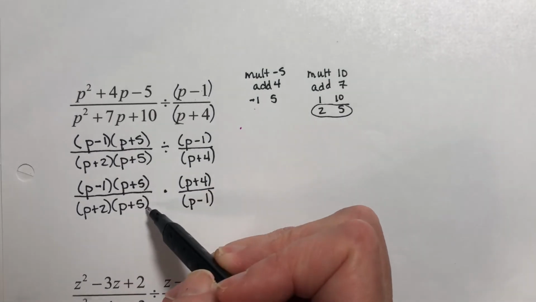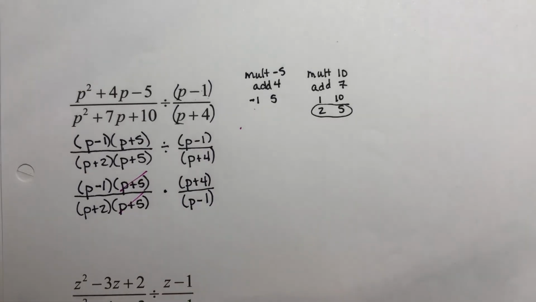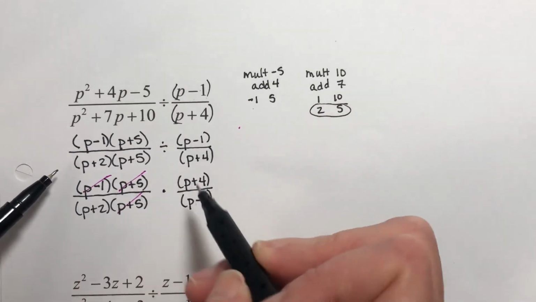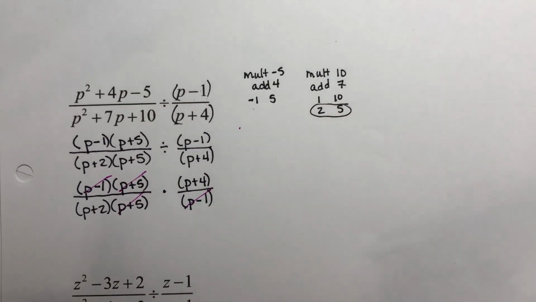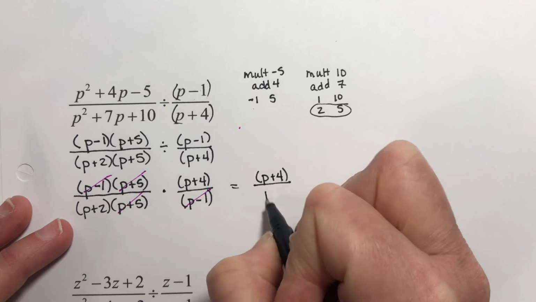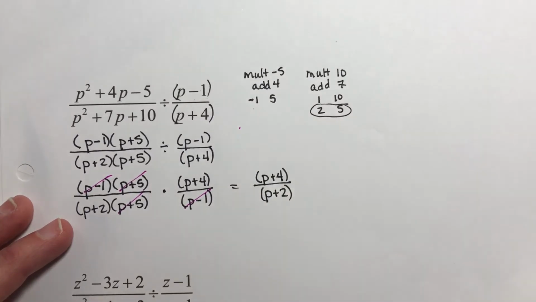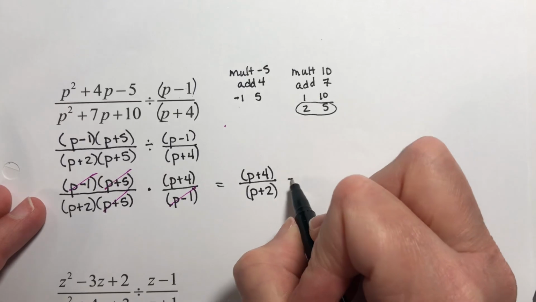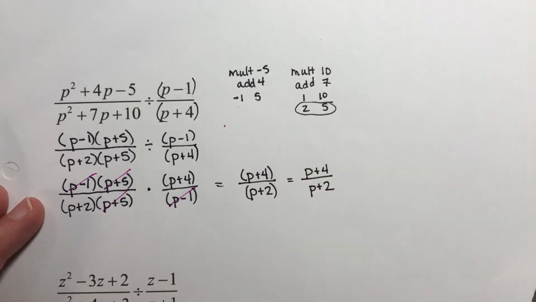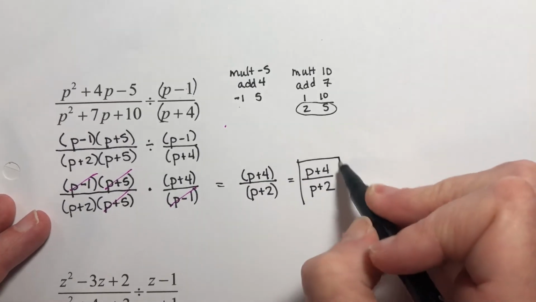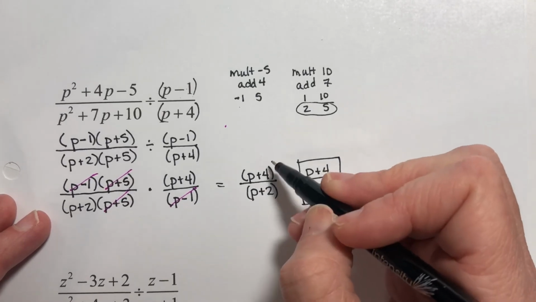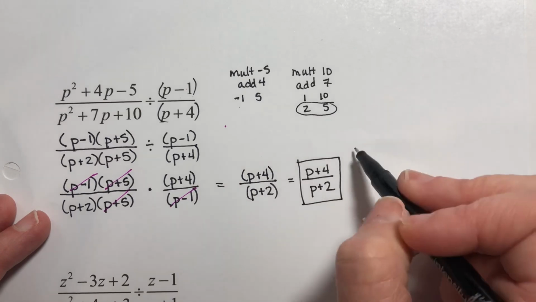Here I have a p plus 5 and a p plus 5. Those go. Nothing cancels here. I have a p minus 1 on each of these, so those cancel out. Now multiply straight across, and I have p plus 4 over p plus 2. You can leave your answer like this. You can change it without the parentheses, but you cannot go any further. These are not factored anymore. They have to cancel out as a unit, or they can't cancel out at all. This is your answer.